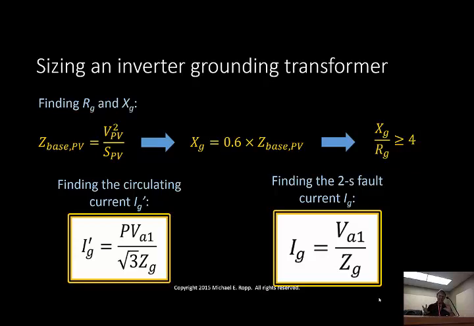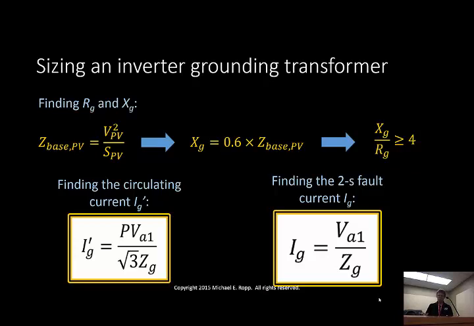Then, in order to maintain the correct coefficient of grounding, but while trying to make sure that the PV plant only accepts its part of the fault current and doesn't mess up the protection coordination, we recommend using a reactance for the grounding bank that is 60% of the PV plant base impedance. That's where this 0.6 times Z base PV comes in. Again, bunch of background math behind that. But that recommendation is straight out of IEEE 1547.8.